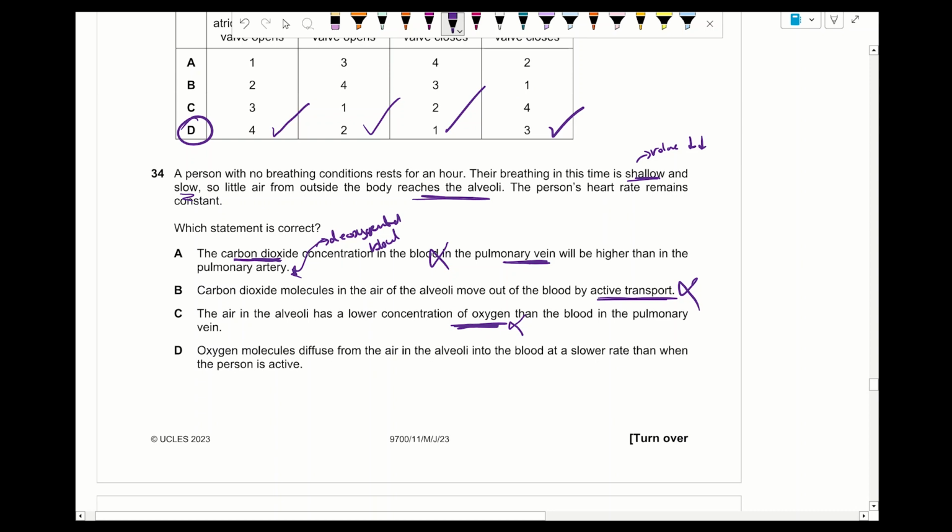D. Oxygen molecules diffuse from the air into the alveoli into the blood at a slower rate than when the person is active. This is correct, since when a person is active, a greater volume of air diffuses into the alveoli. Therefore, a greater concentration of oxygen diffuses. Therefore, this is correct, and the answer is going to be D.